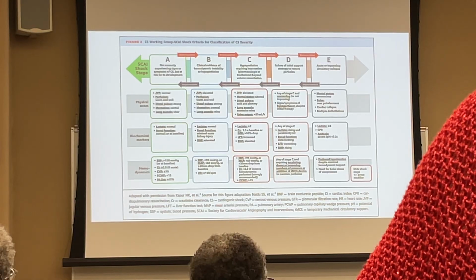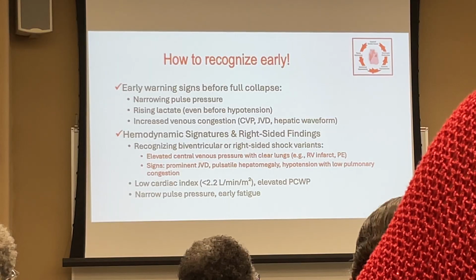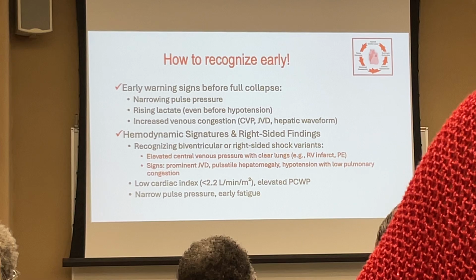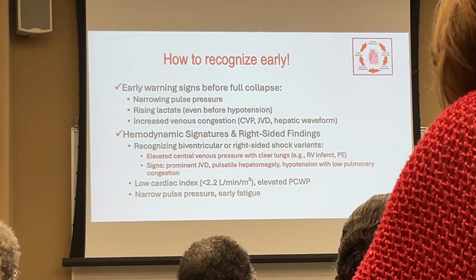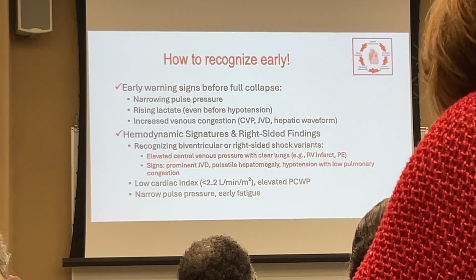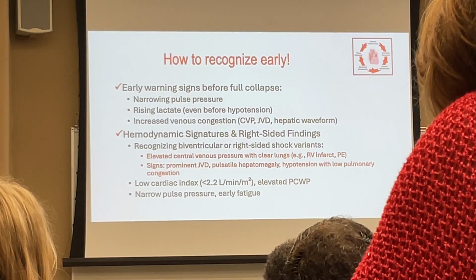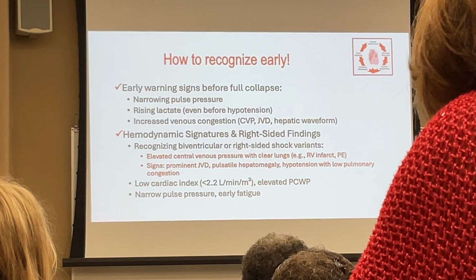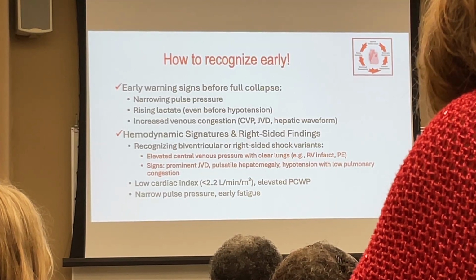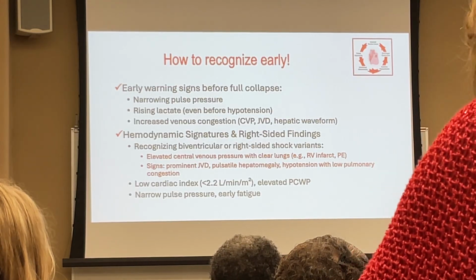Stage B is where we should all be evaluating patients to be proactive in order to do the right thing. So we want to recognize these patients early. Early warning signs before collapse: narrowing pulse pressure and a rising lactate. That doesn't mean your lactate is 3, it doesn't mean your lactate is 4. It means your lactate is greater than 1.5. It's not going to be greater than 2.5 because then you're going to be in stage C. Stage B, greater than 1.5.